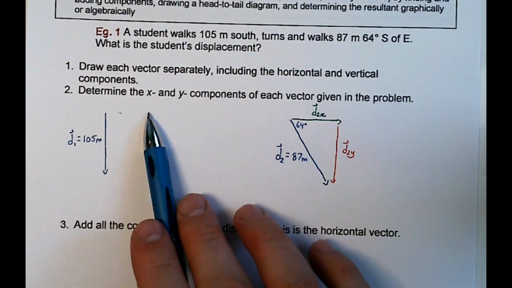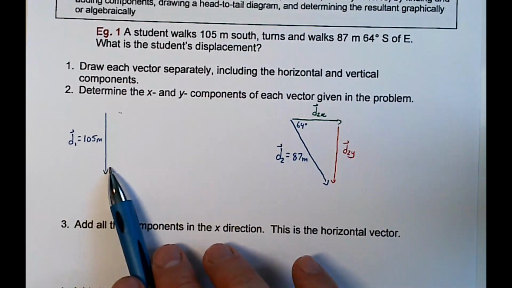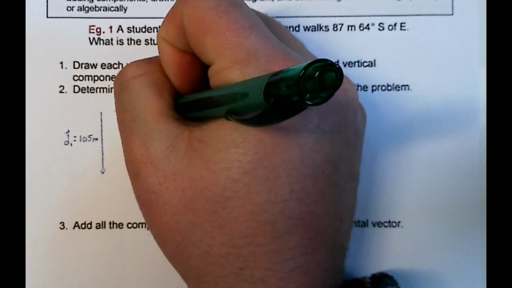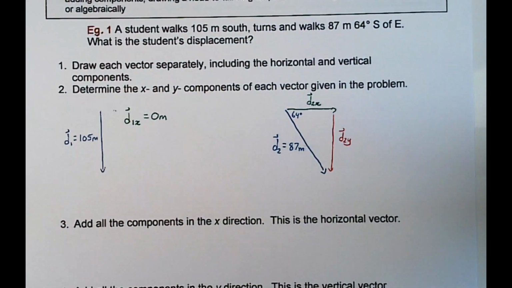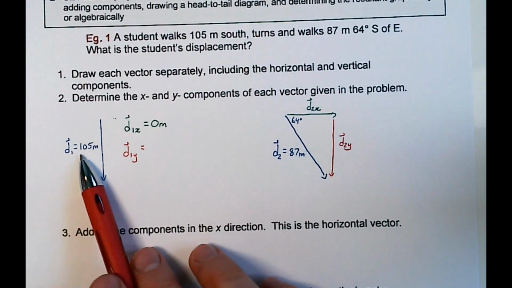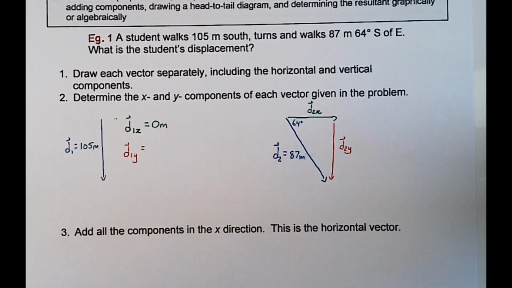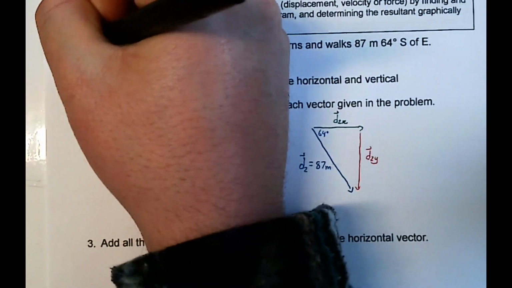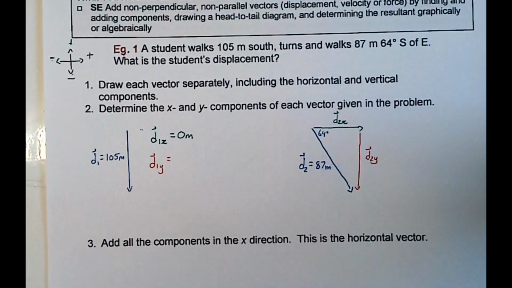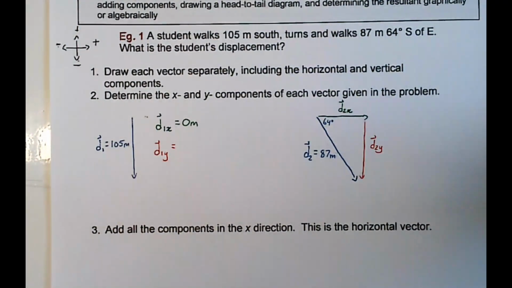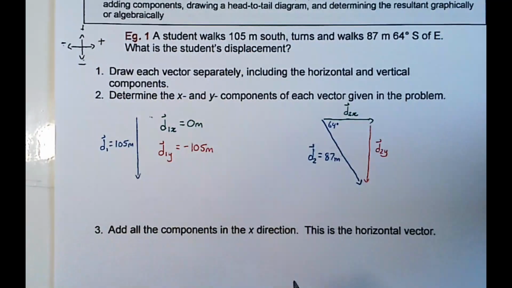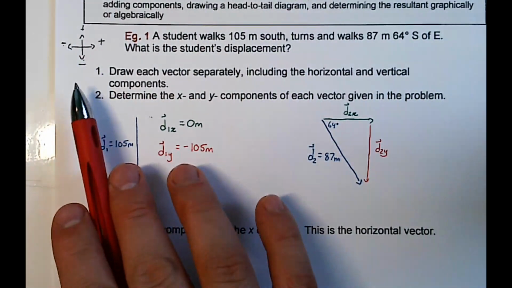So to determine our x and y components of each vector given in the problem, on our first one, again, we have no x component. It does not move horizontally at all. So d1x is equal to 0 meters. Now its y component is d1y, but I'm going to determine which directions I want to make positive and negative. In this question, I'm going to make north positive and east positive, meaning south is negative and west is negative. So because we're traveling south, our displacement in the vertical direction is negative 105 meters. Remember, this negative just talks about the direction we are going. We're going south.